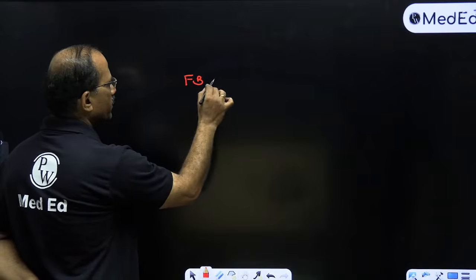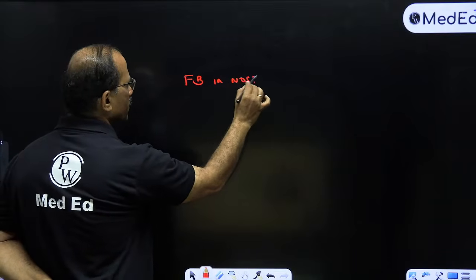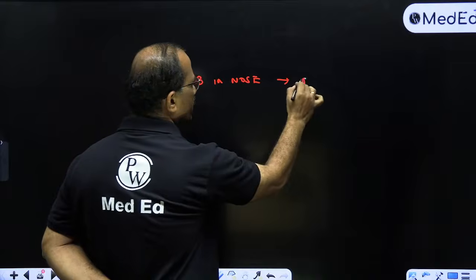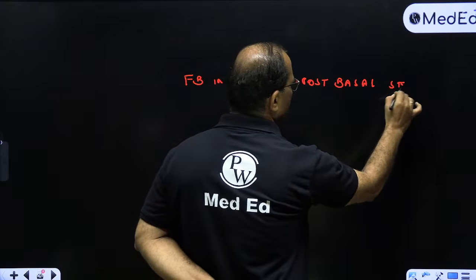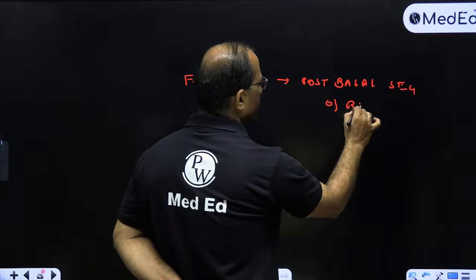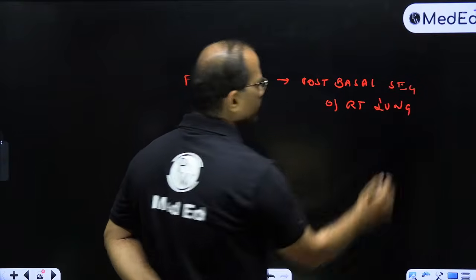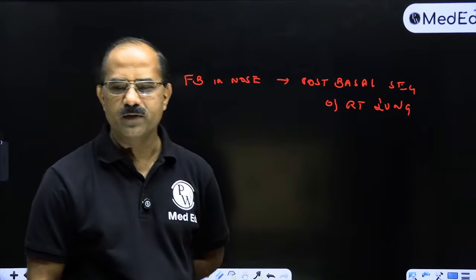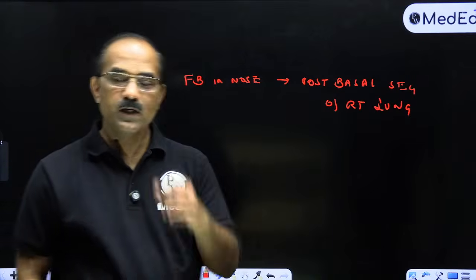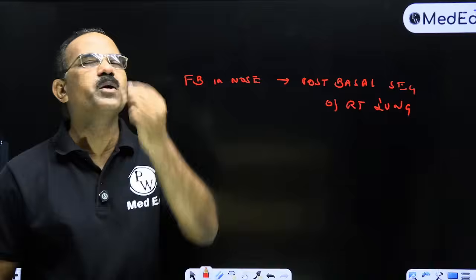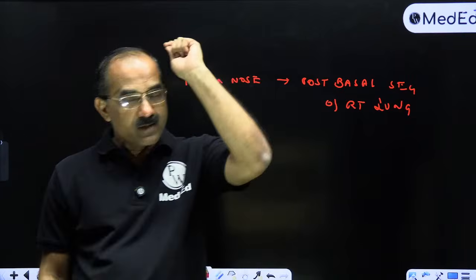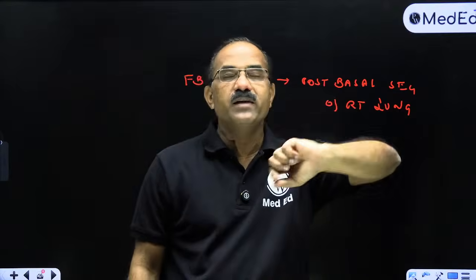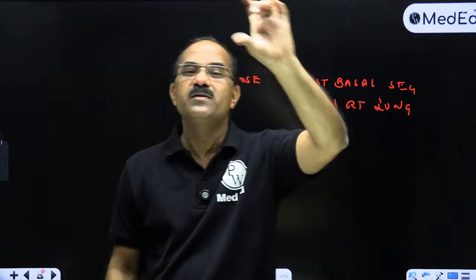Foreign body in the nose enters into the posterior basal segment of the right lung. ये याद रखना, posterior basal segment of the right lung. So foreign body put on the nose enters into the posterior basal segment of the right lung, because this posterior basal segment of the right lung is a continuation of the trachea.